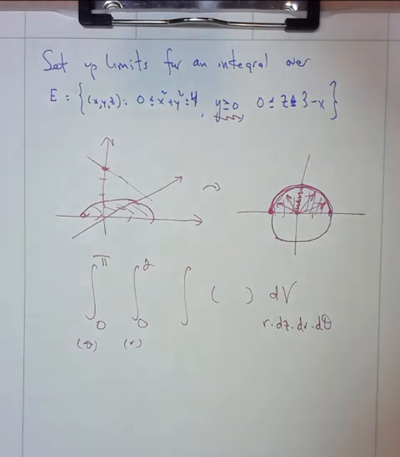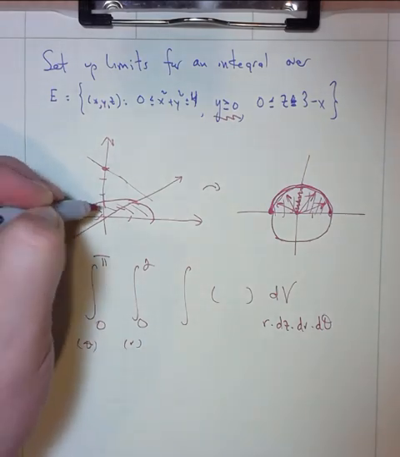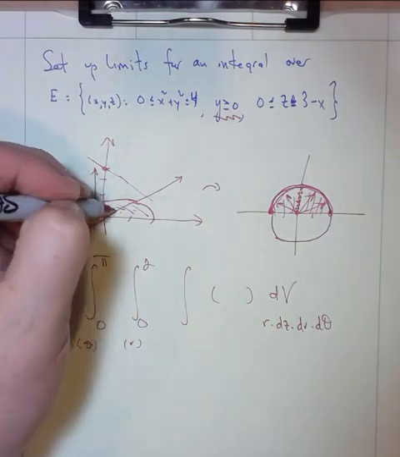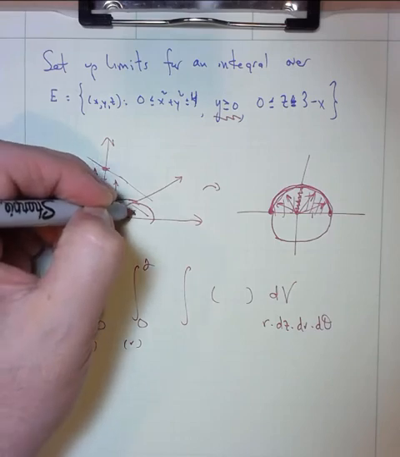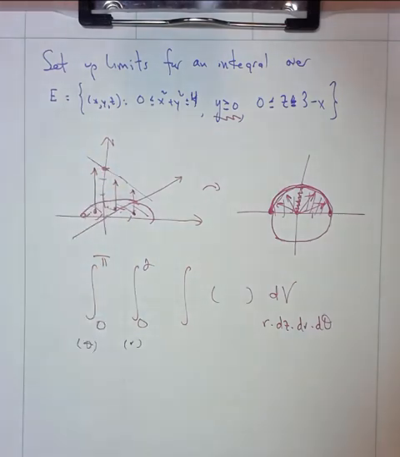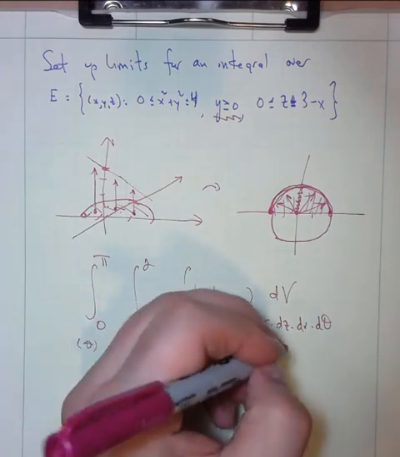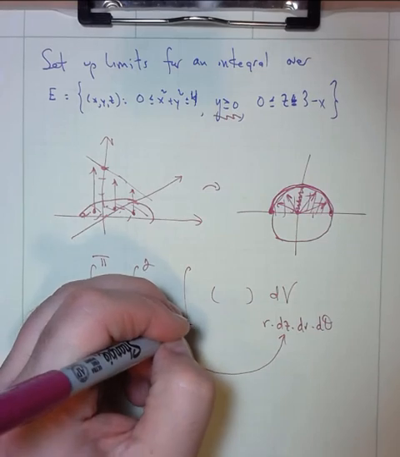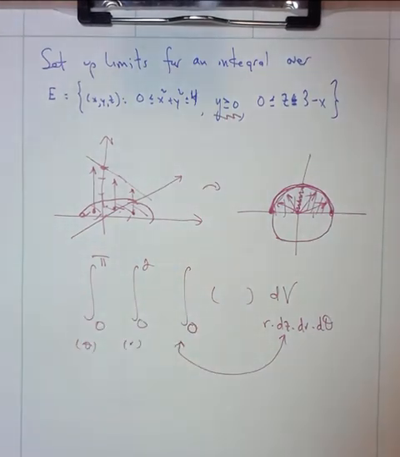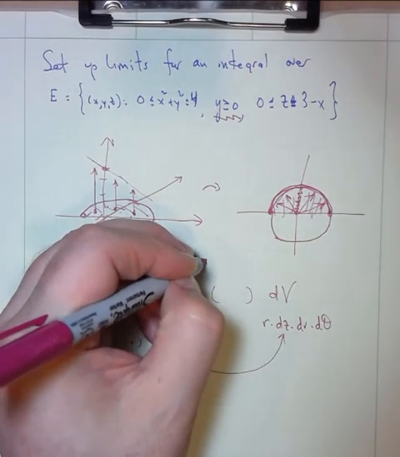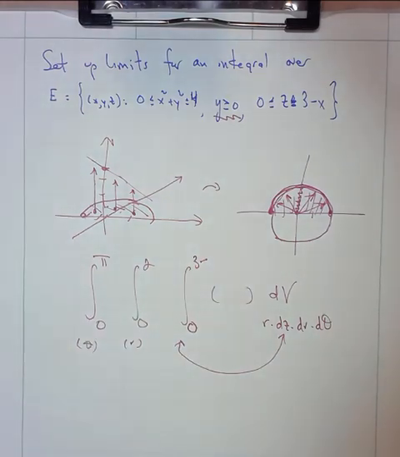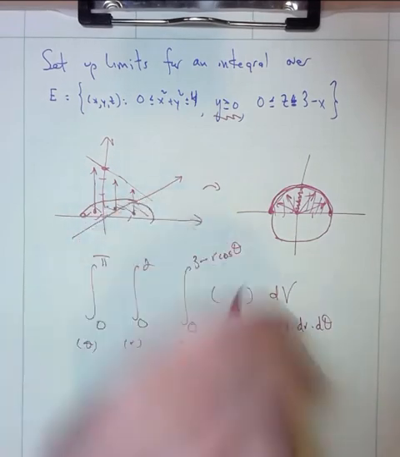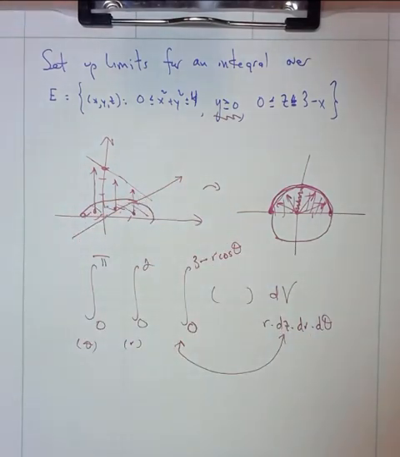cross-section with the paper. And what we can see is that for any starting point in this region, in the vertical direction, we're just going to go from 0 up to the plane. And so the z limits represent a region going from 0 up to the plane. Now the plane wants to be 3 minus x, but we are in cylindrical coordinates where x is r cosine theta. We need our limits written in the same coordinates as the integral.